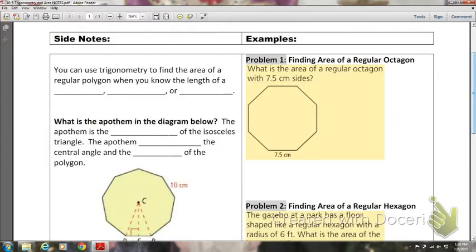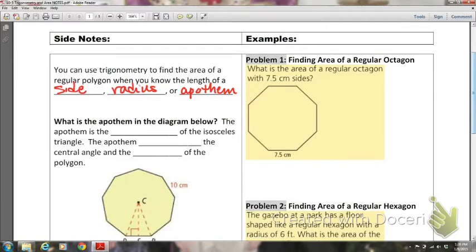So you can use trigonometry to find the area of a regular polygon when you know the length of a side, radius, or an apothem of that regular polygon, because you can use trig to find the other parts that you need.